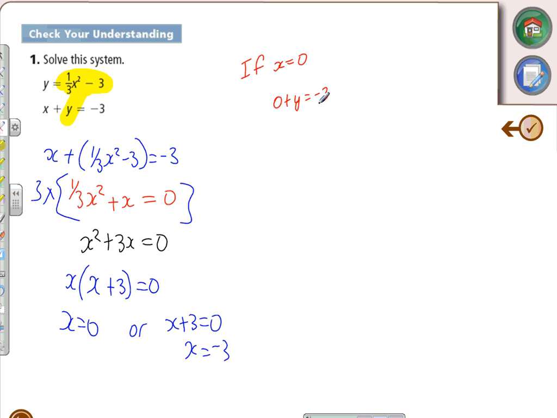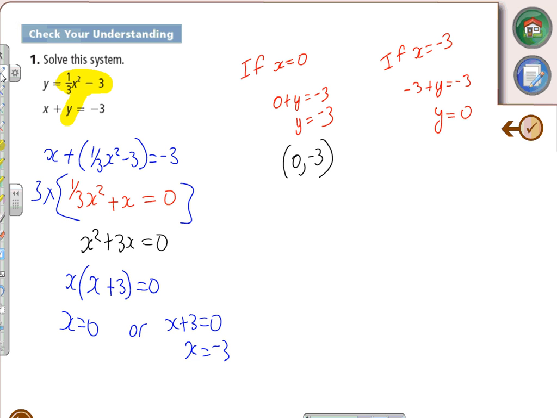0 plus y equals -3, so y equals -3. There's my coordinate point, 0, -3. But if x was equal to -3, then I plug that one in: -3 plus y equals -3. Add the 3 over, y equals 0. So my coordinate point now is going to be -3, 0. And there's my two intersections.